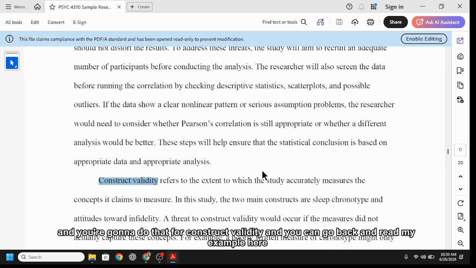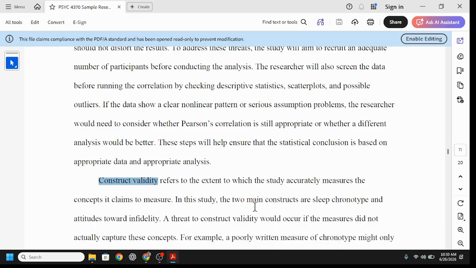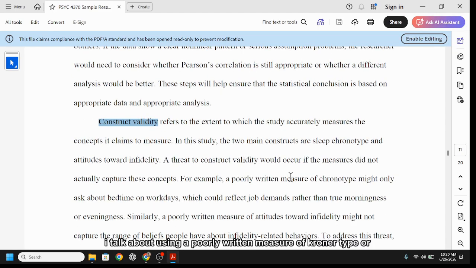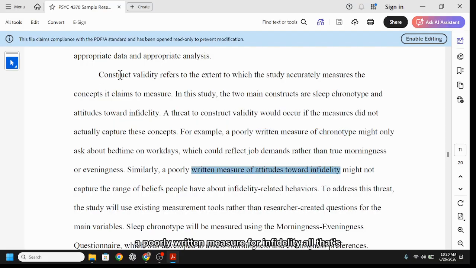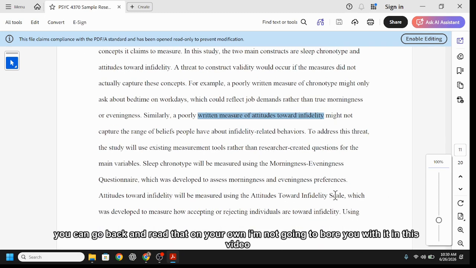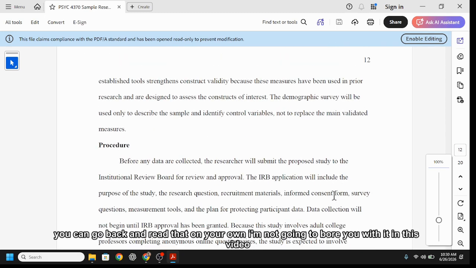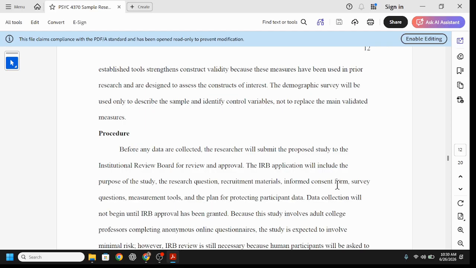And you could go back and read my example here to see all of the ways you can write about these validity concepts. I talk about using a poorly written measure of chronotype or a poorly written measure for infidelity. All that's related to my construct validity. You can go back and read that on your own. I'm not going to bore you with it in this video.